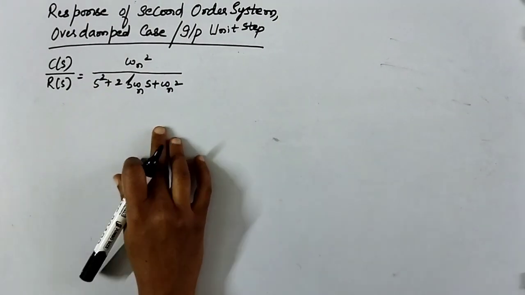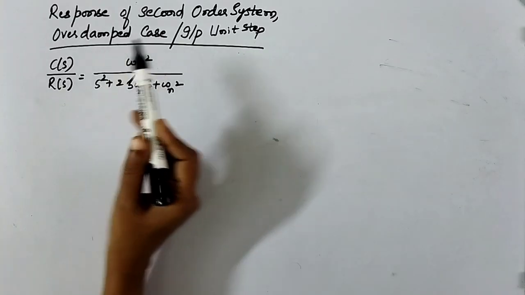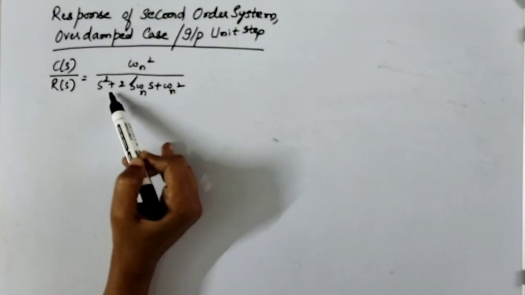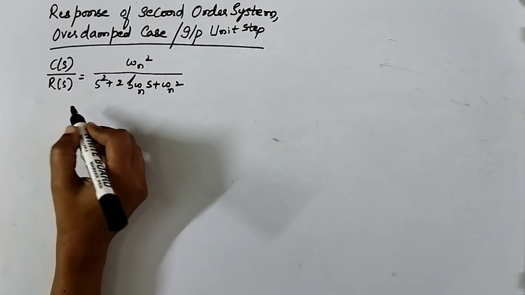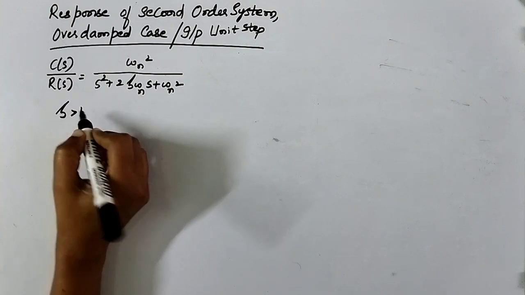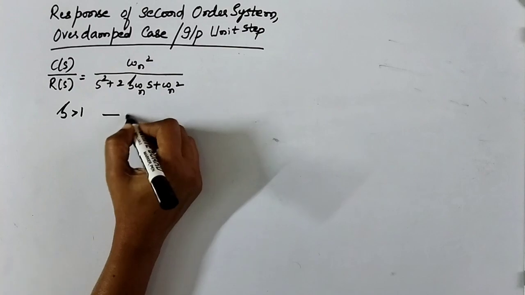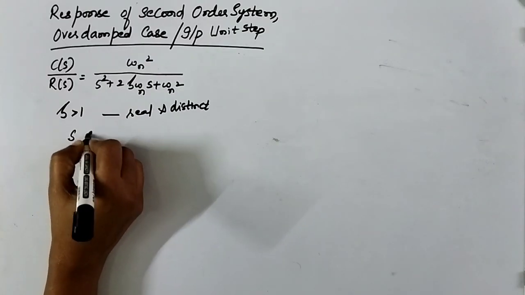Hello viewers, today we'll learn about response of second order system for an overdamped case and for unit step input. As we all know, standard form of closed loop transfer function of second order system is C(s)/R(s) = omega n square by s square plus 2 zeta omega n s plus omega n square. For an overdamped system, zeta is greater than 1 and the roots of the denominator of the transfer function are real and distinct. Let the roots of the denominator be SA and SB.